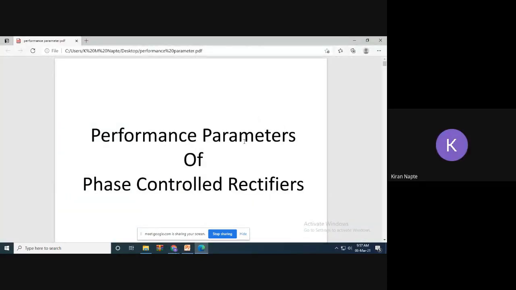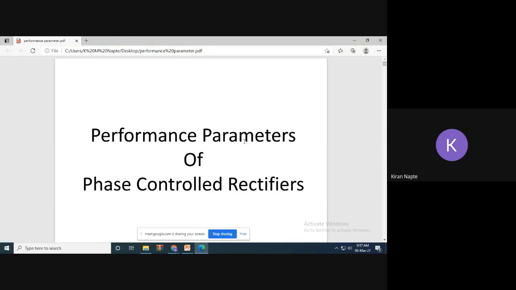Okay, guys, we are looking at the performance parameters of phase control rectifier. Now, why are these performance parameters important? Because we can find out the efficiency or the accuracy, or in general, we can judge the performance of a particular power electronic circuit with the help of certain parameters, right?